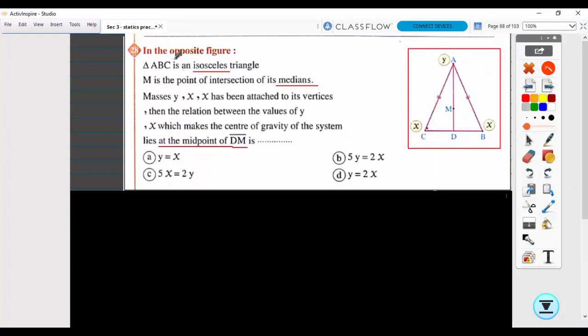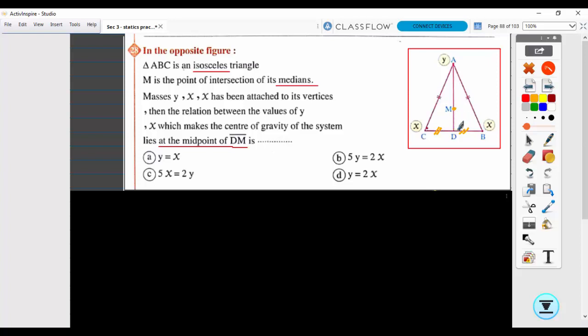Question 28. In the opposite figure, triangle ABC is an isosceles triangle. M is the point of intersection of its medians. AD is a median, so CD equals DB. M is the intersection point of the medians.